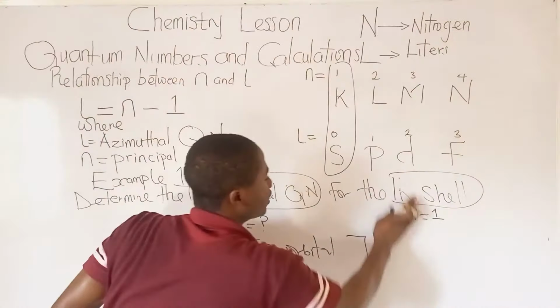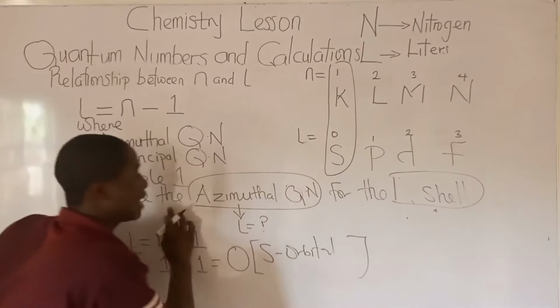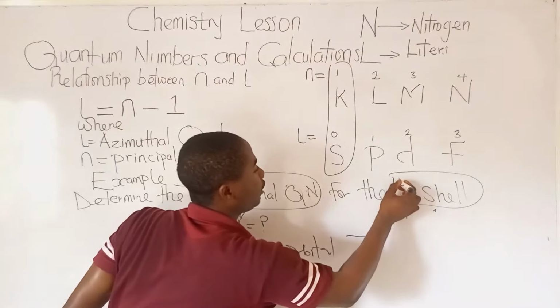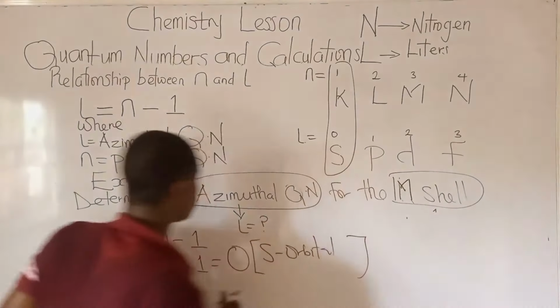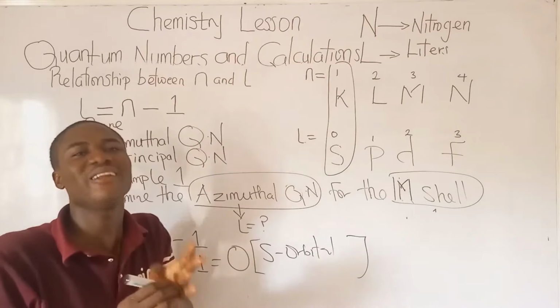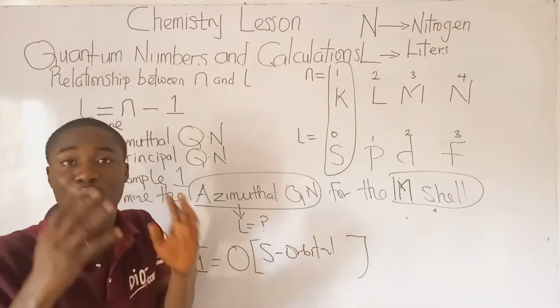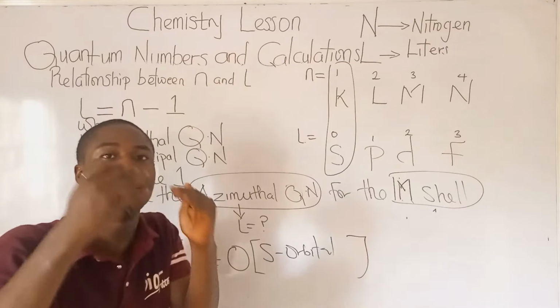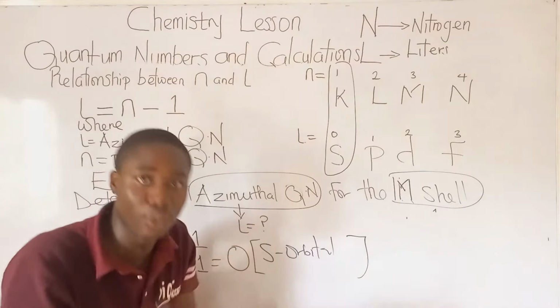And the question is, what is the value for the azimuthal quantum number for the M shell? So you should solve this and provide the answer in the comment section below. So with all this said, let us progress to other aspect of the quantum number. And the quantum number we have to discuss next is the magnetic quantum number.